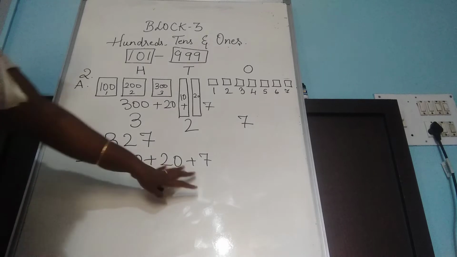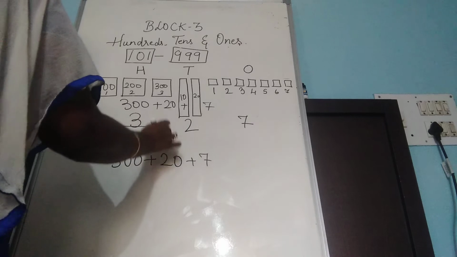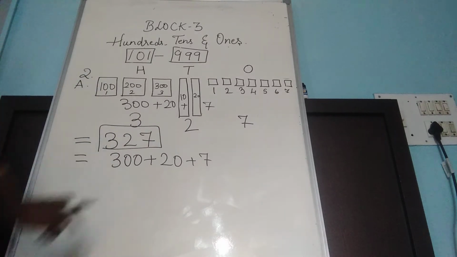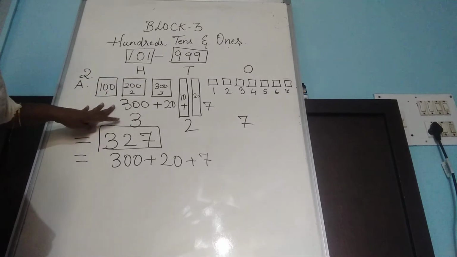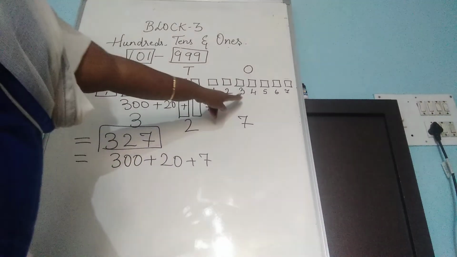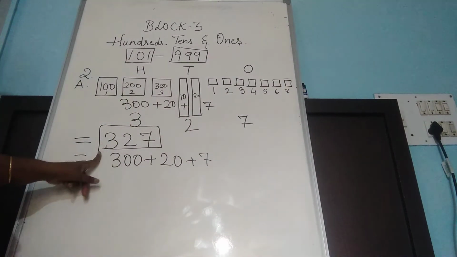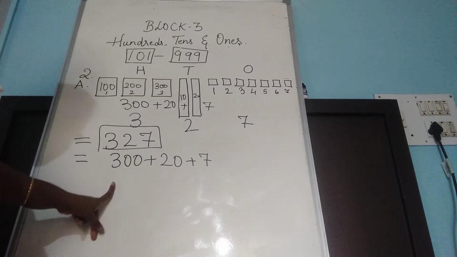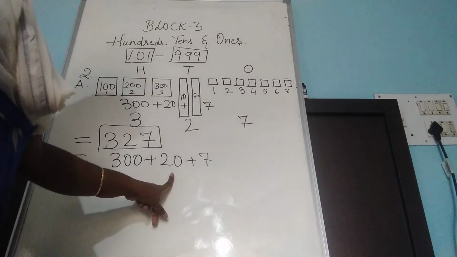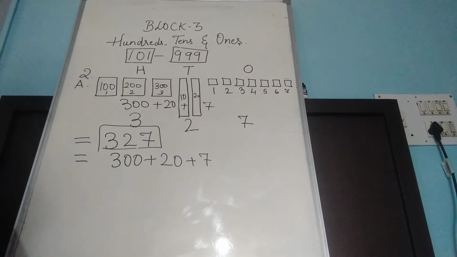You have expanded 2-digit numbers in your previous classes. Just add on the 100. If you know this, that's more than enough. This one I will explain in detail. In hundreds, 3 is represented. In tens, it is 2, and in the ones column, it is 7. So 3, 2, 7 forms your number 327. Since 3 is in the hundreds place, I can write it as 300. 2 is in the tens place, I can write it as 20. And 7 is in the ones place, I can write it as the single number 7. So this is the concept.